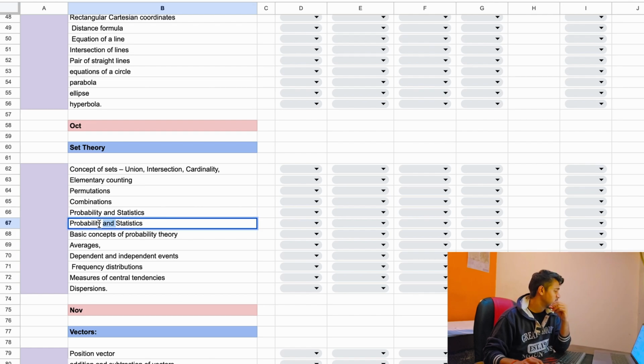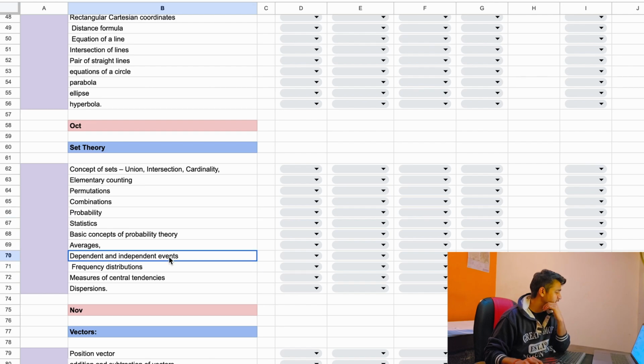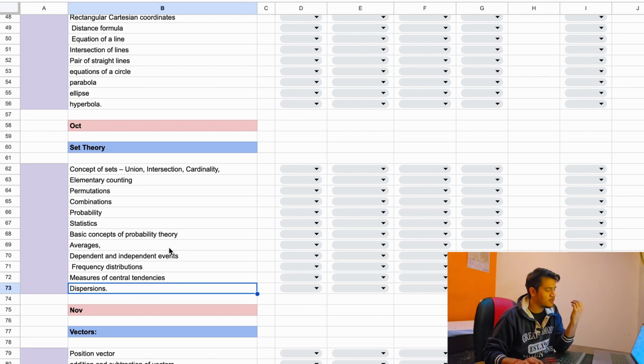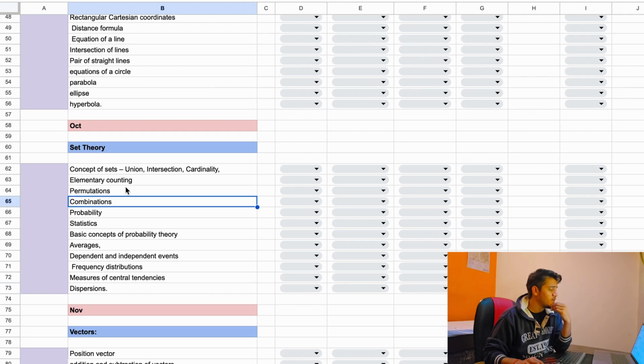Okay, sorry. This is just probability and statistics: the basic concepts of probability, dependent and independent events, measures of central tendency and dispersion. So these will be the topics that you will be covering, and these also contain some basic concepts and require a lot of thinking from yourself. Permutation and combination is, I think, an important topic, and so is probability.